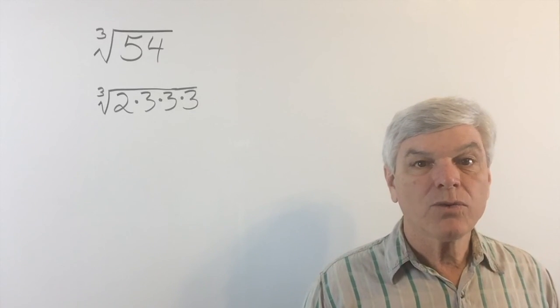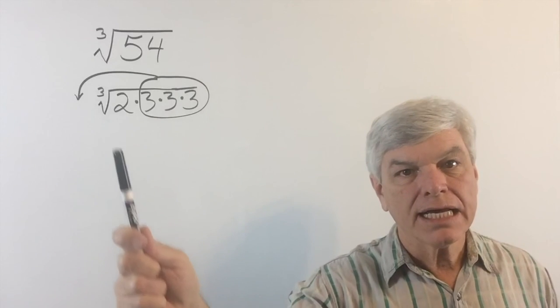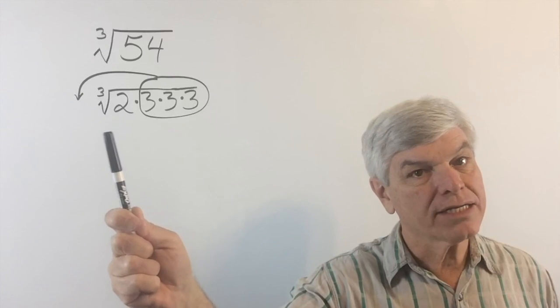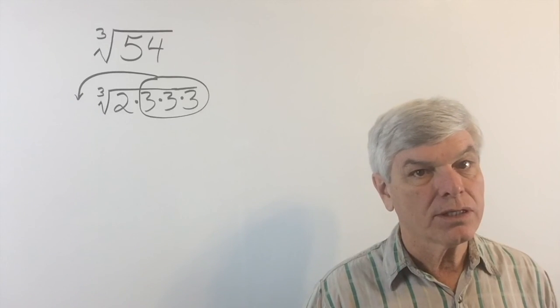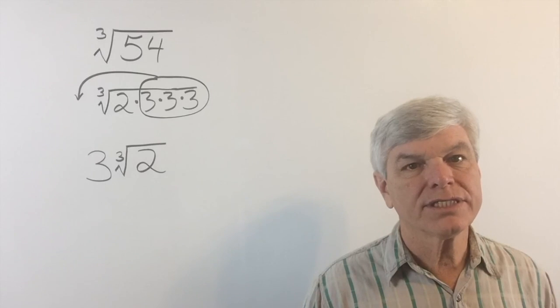Okay, we found the triplets, and we're going to take the triplets out, and this is what's going to be left, just the 2, not in a square root, but in a cubic root. So let's write that properly.